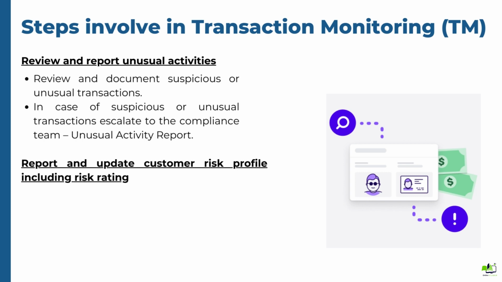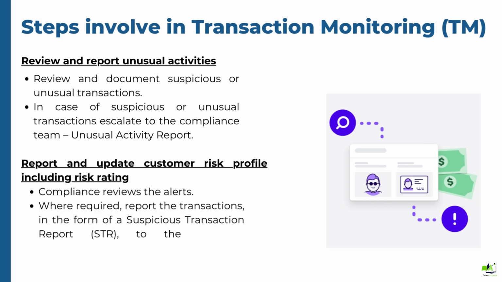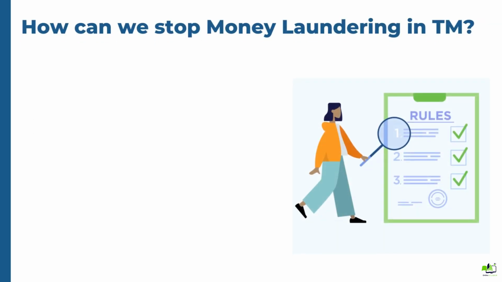Last step is to report or update customer risk profile. When compliance reviews the alerts, they report STR, where required, to the financial monitoring unit. How can we stop money laundering in TM?